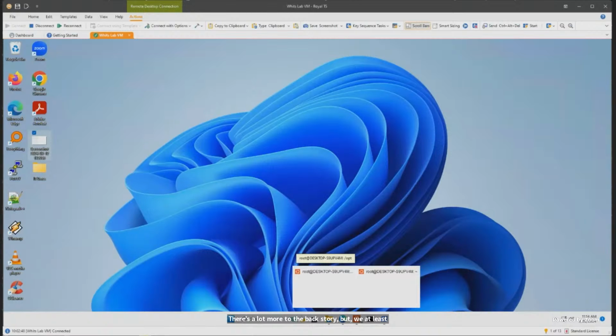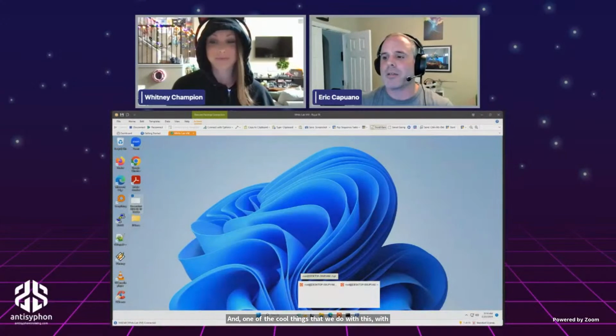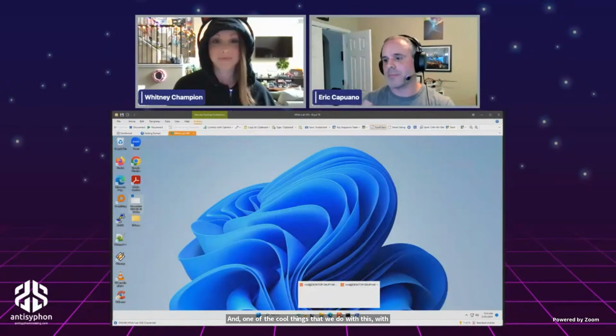And one of the cool things that we do with this lab, because again, our motto is make this as easy and as streamlined as possible, right?